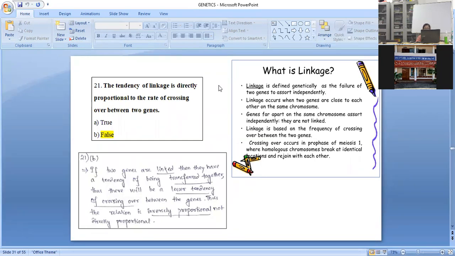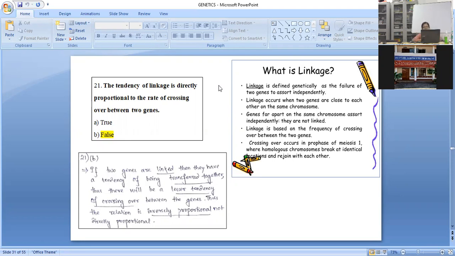Definitely false, because if two genes are linked, then they have a tendency of being transferred together wherever they go. Thus, there will be lesser tendency of crossing over. So the proper statement would have been the tendency of linkage is inversely proportional to the rate of crossing over between two genes. Just the way if you are not related to something, you get detached easily. So it's an inverse relationship between crossing over and linkage.